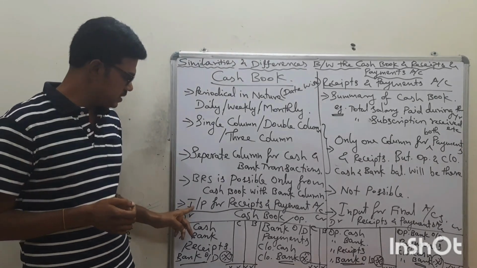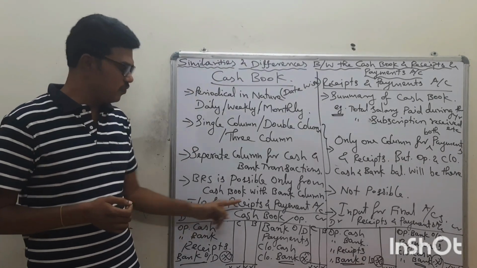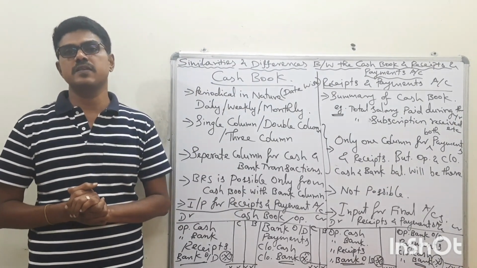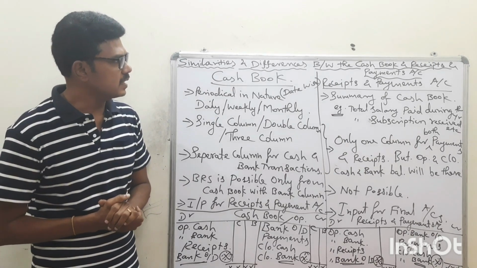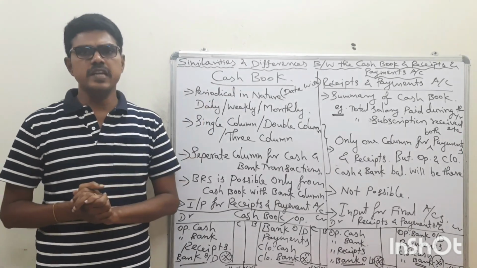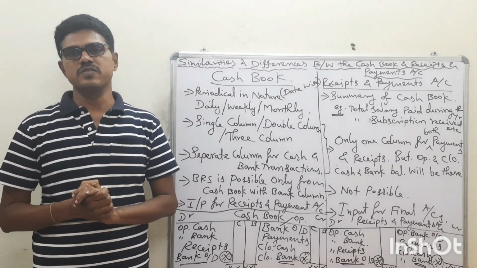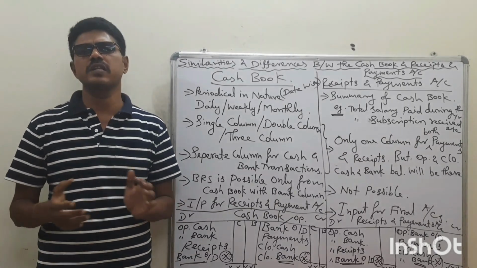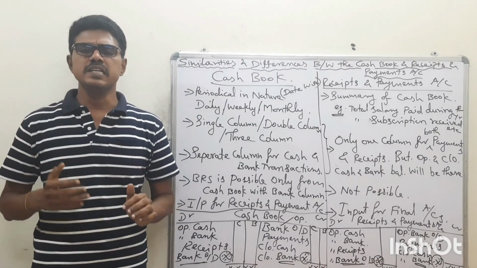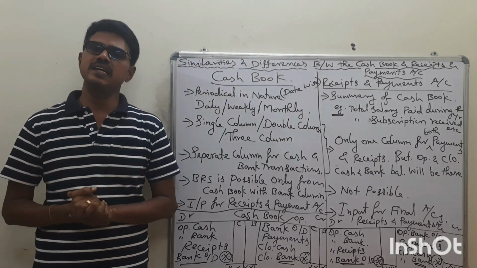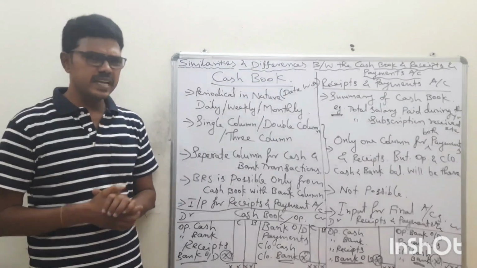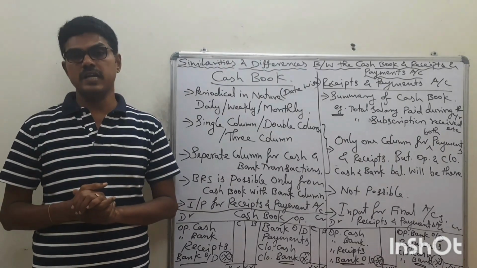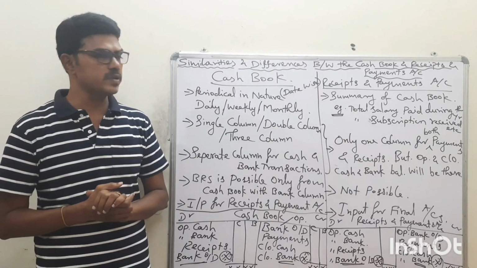The final point is, the cash book is the input for preparing the receipts and payments account. Only from the cash book we prepare the receipts and payments account. Whereas the receipts and payments account is the input for preparing final accounts for the not-for-profit organizations. This is what I am going to teach in the next class, right? How to prepare final accounts for not-for-profit organizations from the receipts and payments account.